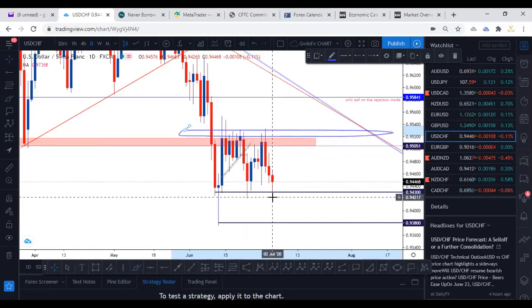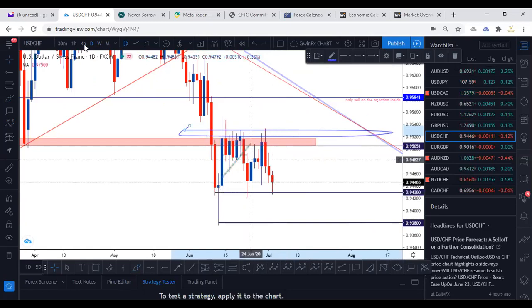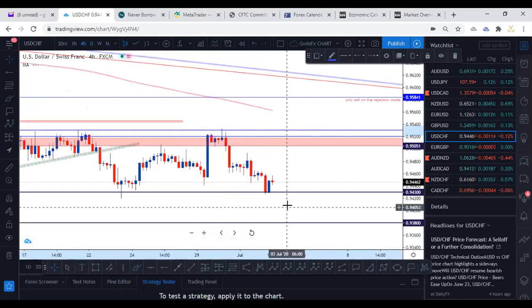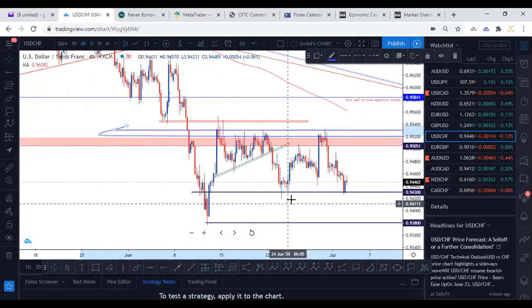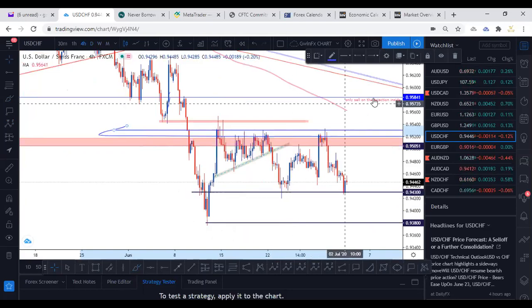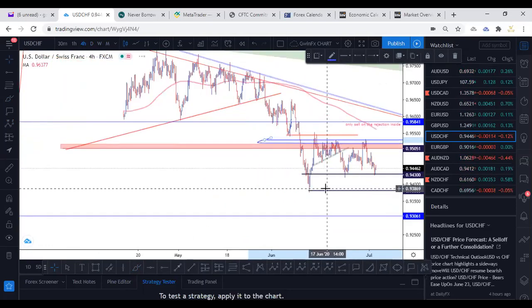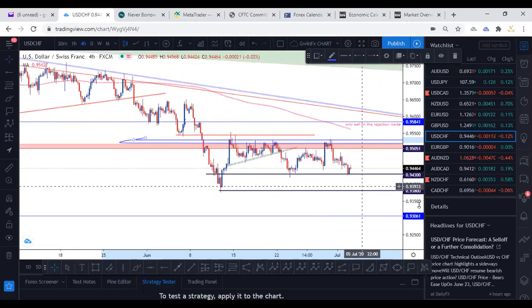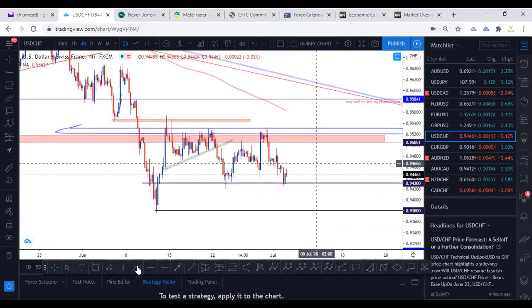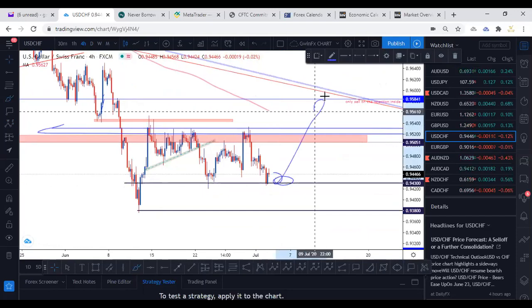We have had rejections, and at the moment we are currently having a rejection. So we just need to wait for confirmations in order to be able to go long on the USDCHF in order to target this zone. I want to see some push up from this zone before that big drop, so maybe into this area here.